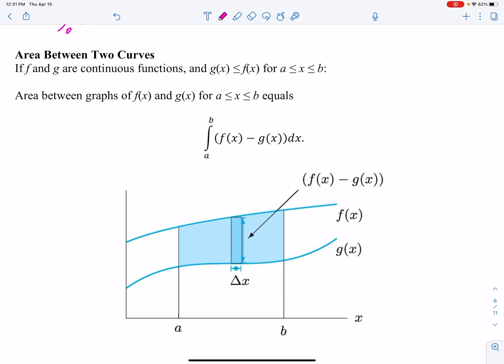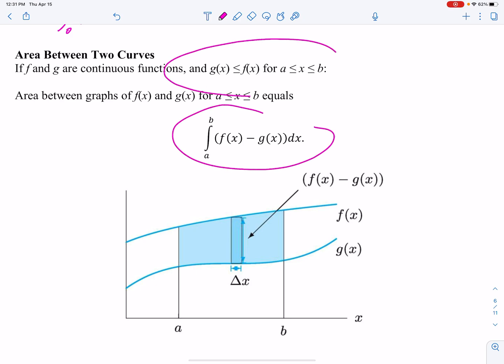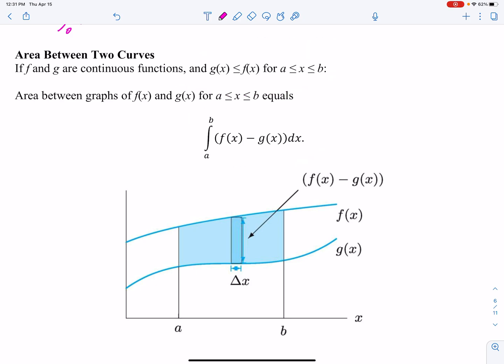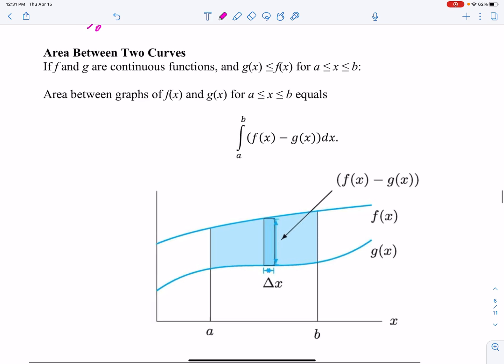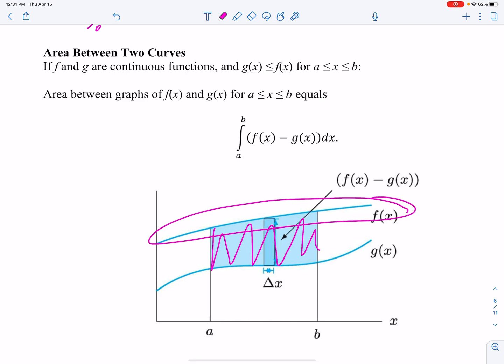Let's see. Now the area between two curves. All right. So I know the notation is kind of heavy here, but again, I'm going to explain it. So let's look at it graphically first. What we want to find is this blue shaded area, knowing we have f of x right here and g of x right here. Okay.